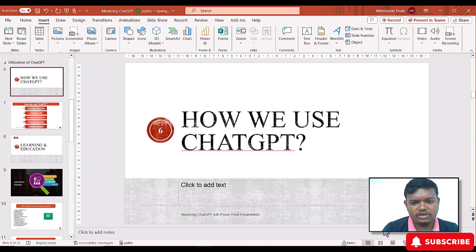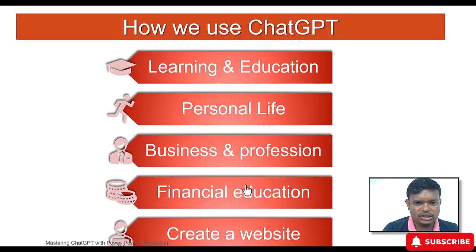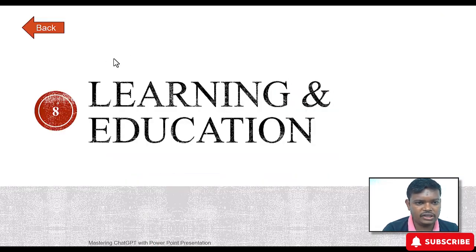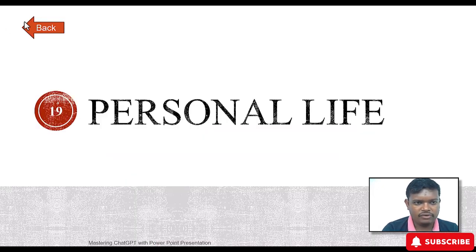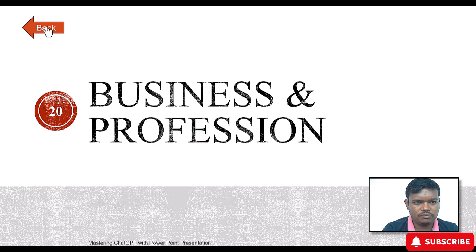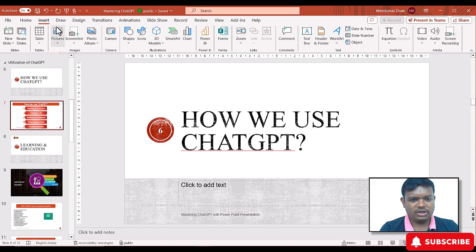Now let us take the trial. Go to the presentation mode. You can see that I have applied all the links. Now I will just check one by one. Learning and education, yes, it is jumping. Let me go back. Personal life, it is working. Back. Business and profession, financial education, create a website. So now everything is working very fine.